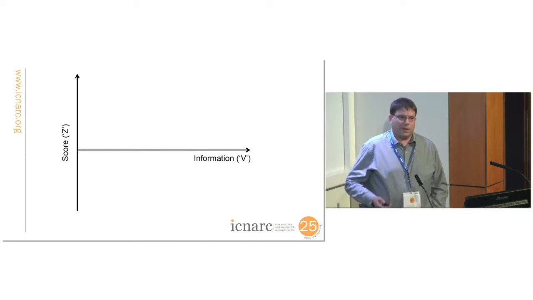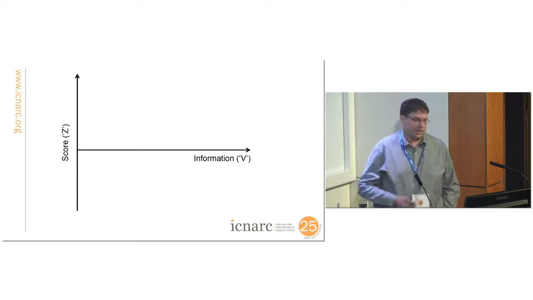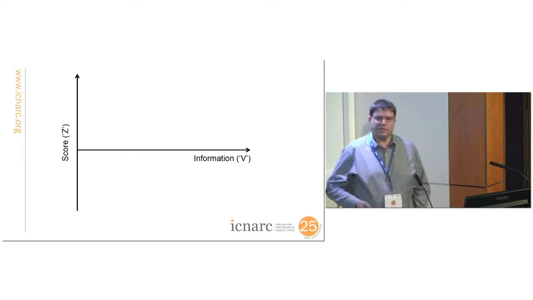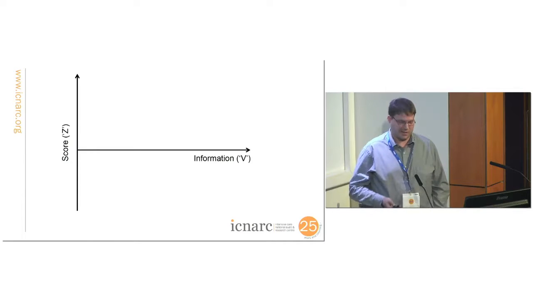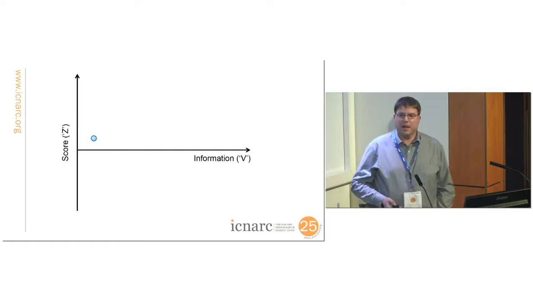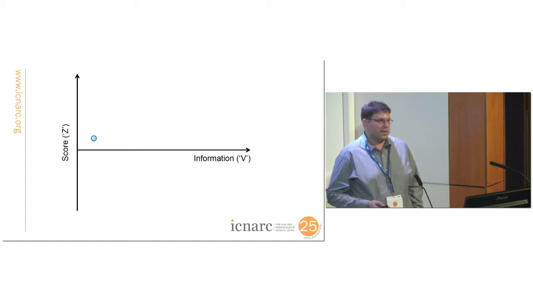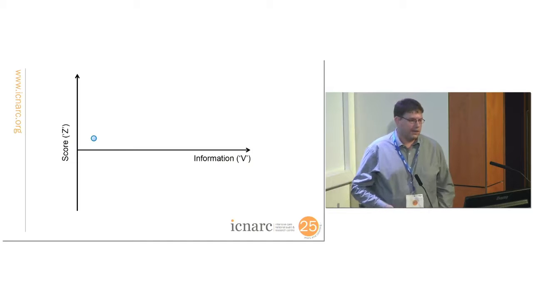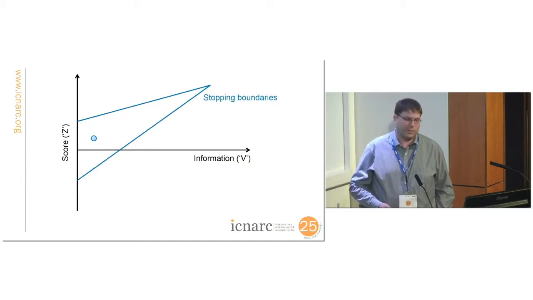And then they would plot this against the amount of information. As you go through the trial, more information accrues, and we use a measure called the Fisher information for this. So each time there's an analysis, you can plot this score against the information. And then we can make some decisions from that on whether we stop the trial or continue. And for that, we use a set of stopping boundaries.